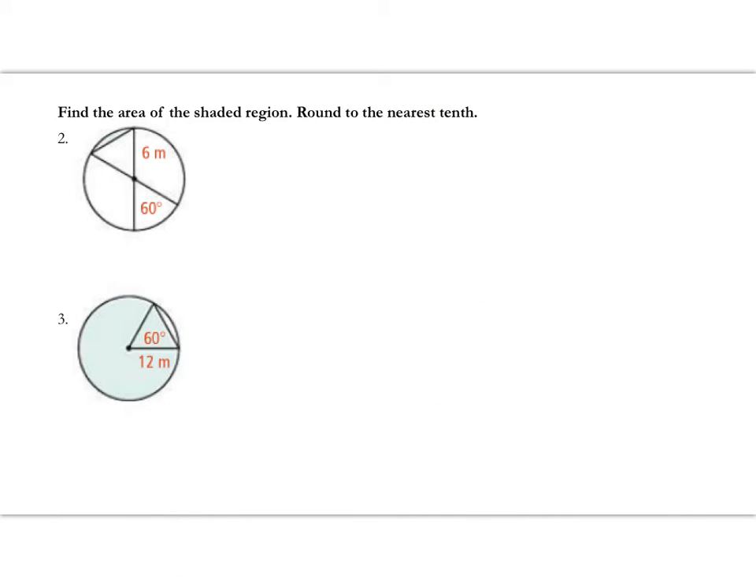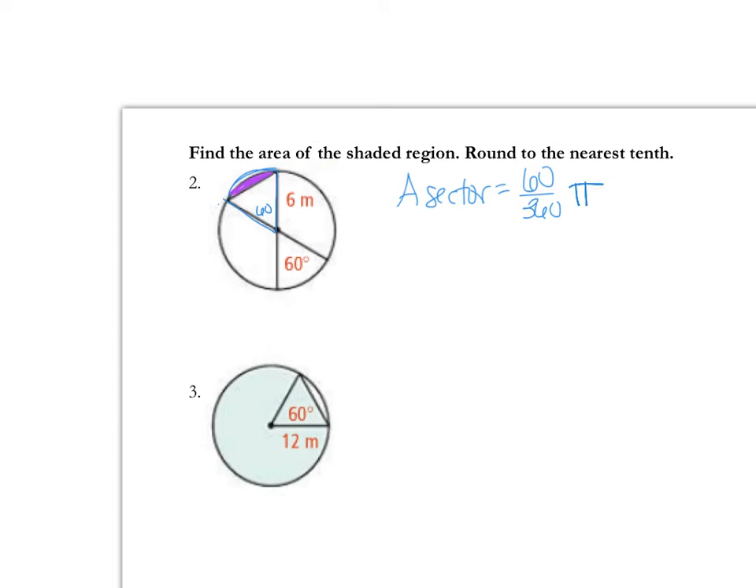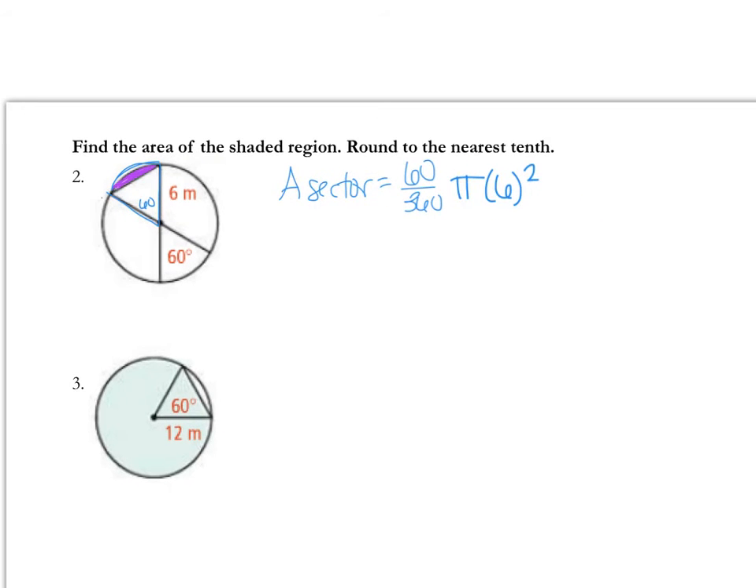Alright, let's try number 2. Number 2, we're looking for the area of this little section. It's hard to see, but that's what's shaded right now, that little purple section. So we got to think about what we can find the area of to help us. So if we do the bigger section first, the bigger section would be the area of that sector. The area of that sector would be its measure, 60 degrees over 360, times pi times the radius, which is 6 squared. So the area of the sector ends up being 6 pi.